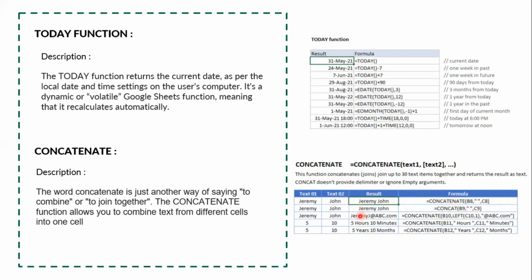And if you want to add something behind it, you can put equal CONCATENATE followed by the text you wish to add, then a comma, plus LEFT, and select another text that you wish to add, comma again, plus 1, put in the 1, then bracket, then comma again, then quotation mark, and add the abc.com. So the final result will be jeremyj@abc.com.